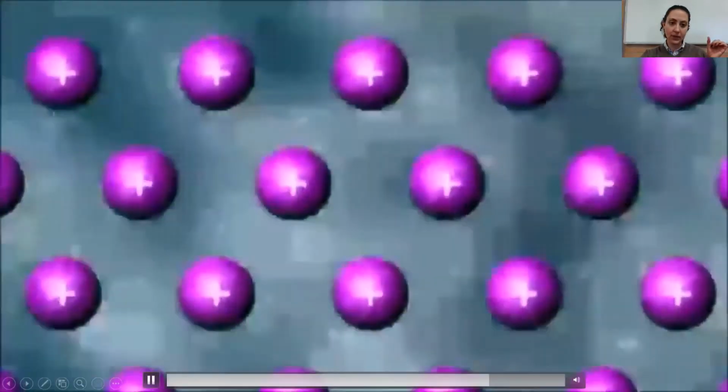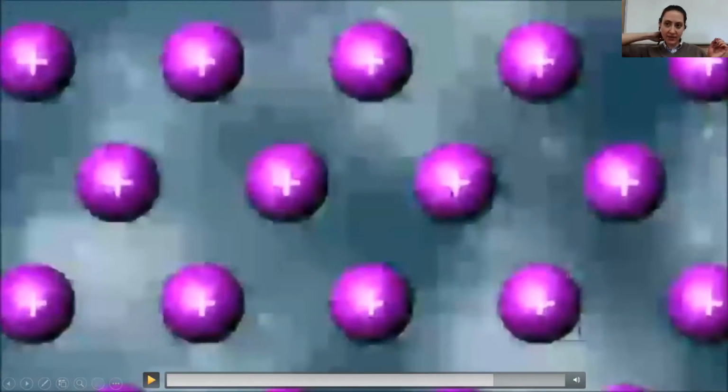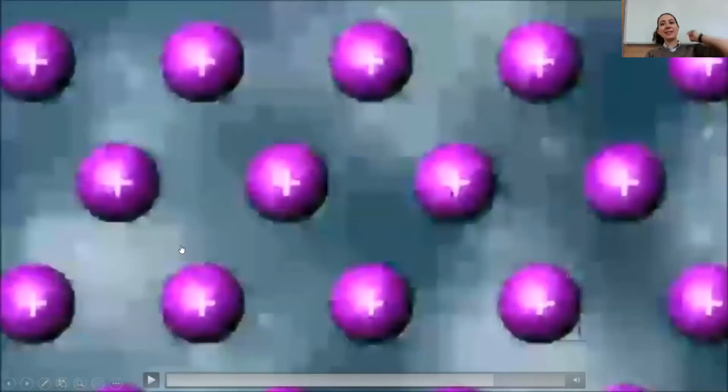Metallic bonds are also known as alloys. So if you mix, for example, jewelry, if you have gold jewelry, it's not 100% gold because gold is too soft. It's always mixed with silver or copper. And depending on the ratios, that's how you get different colors of gold, like rose gold or white gold.